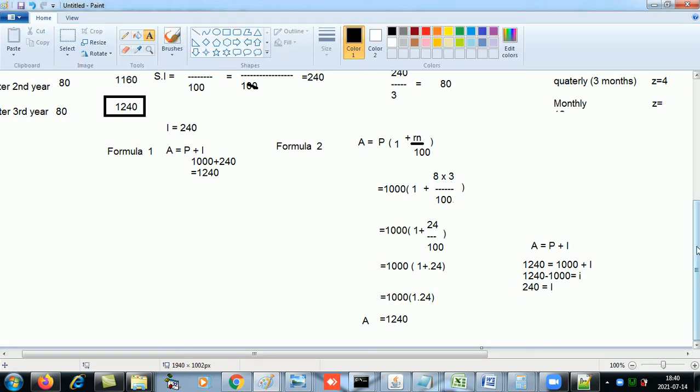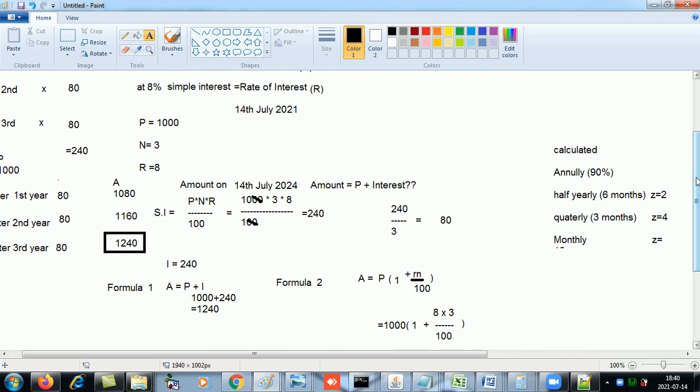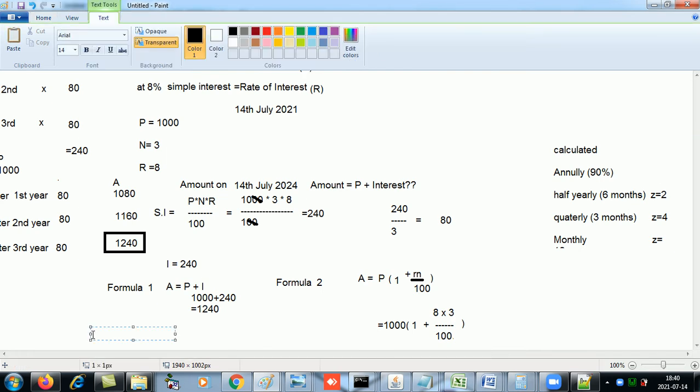So when to use which formula? When to use formula 1, when to use formula 2? If the question gives PNR and tells you to find I, to find simple interest, then you will use formula number 1.